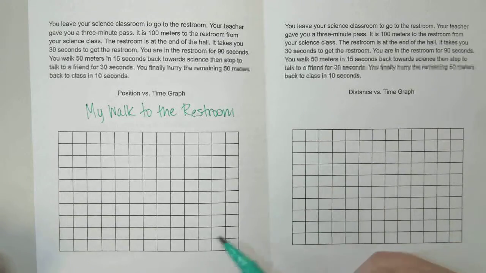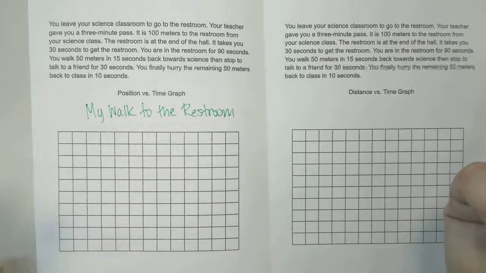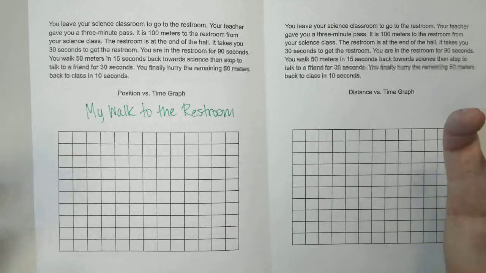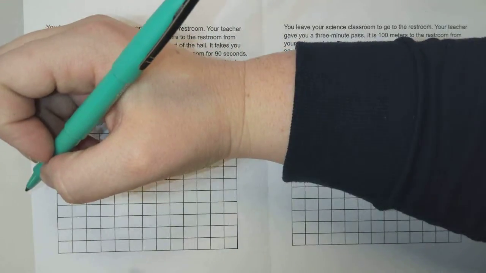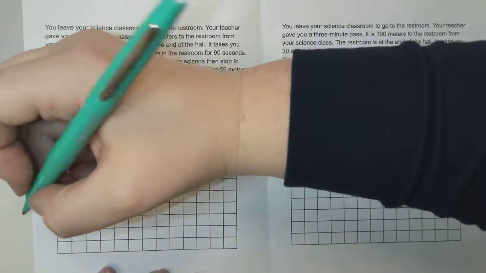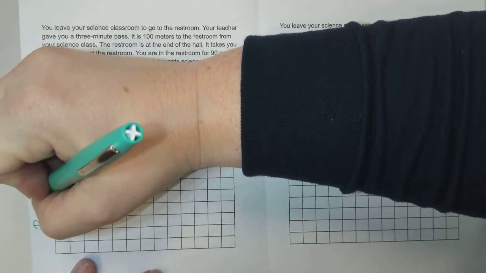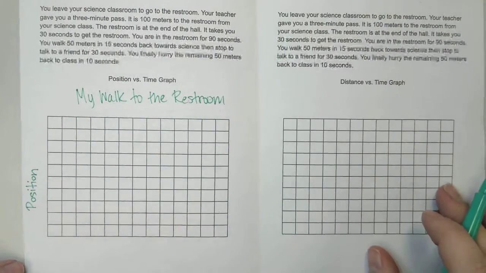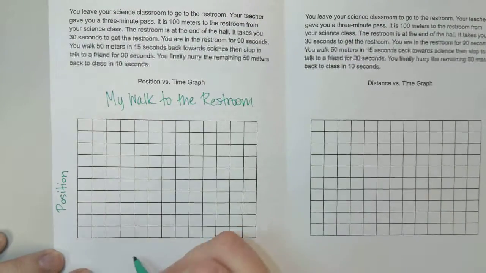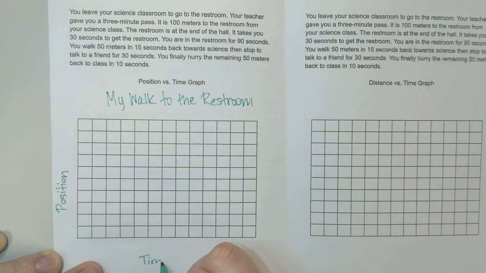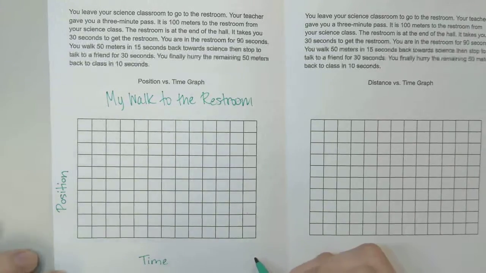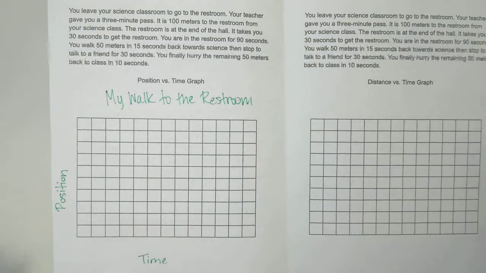We've got to think about our x-axis and our y-axis. It's always the same when it comes to position versus time graphs. Position is what goes on the y-axis, so I'm going to write position, and time always goes across the x-axis. Remember to leave a little bit of space because we're going to have some intervals on our grid.